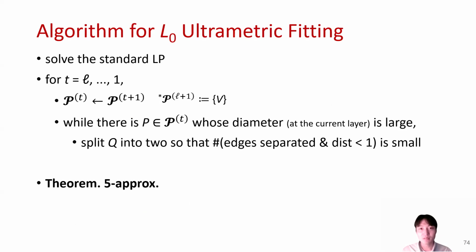We conclude this talk by presenting our algorithm for L0 ultrametric fitting. It's again an LP rounding algorithm, so it first solves an LP, here the standard LP. We go in a top-down manner, and whenever a cluster has a large diameter, we just split it as we did in HCC. And that's it. Using the L0 ultrametric fitting version of the useful lemma, we can show that this algorithm is a 5-approximation.